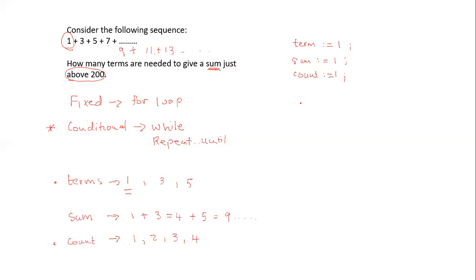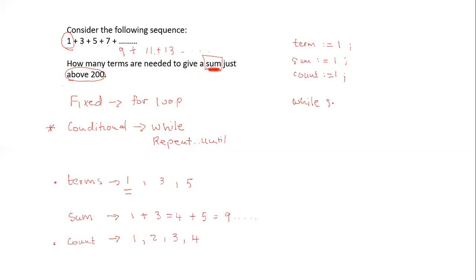After I've generated those values, let's set our condition. While, and I need to put in some condition here that's going to help me to stop my repetition. What is this repetition dependent on? Let's read the question. How many terms are needed to give a sum just above 200? So you can clearly see that the condition is dependent on the sum. And while the sum is less than 200, the repetition should continue.